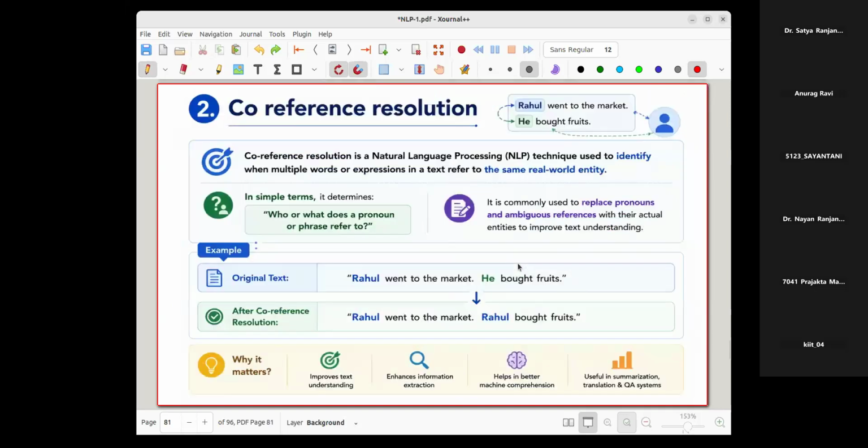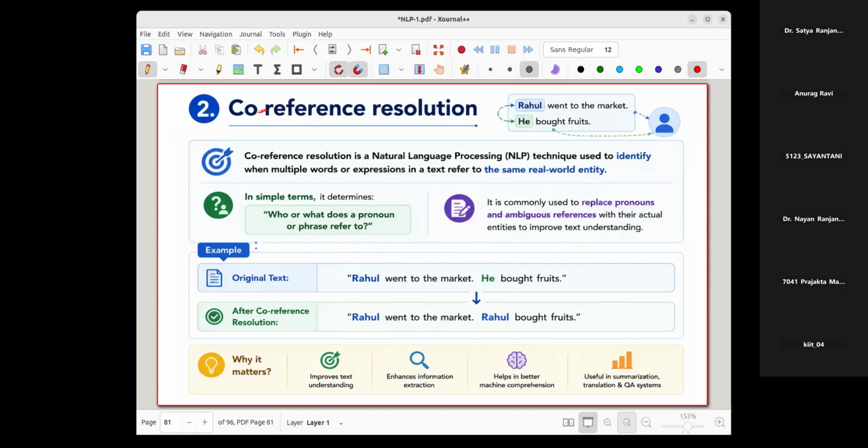Next, the second advanced pre-processing activity is called co-reference resolution. What is co-reference resolution? It is an NLP technique used to identify when multiple words or expressions in a text refer to the same entity. You have a sentence in which some word is used to refer to another word, and we need to identify which word it is referring to.